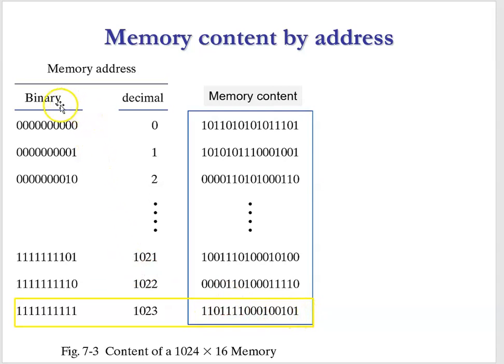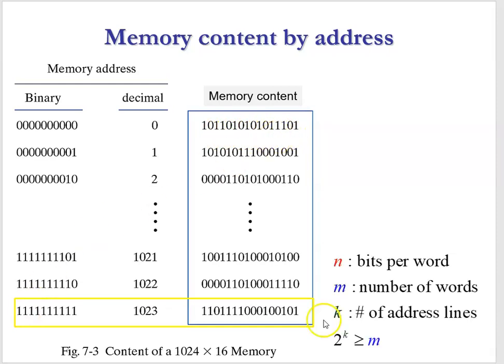So again, our memory address lines are in binary. We can represent that number in decimal to make it easier to read, and typically what we can do with our memory contents is also represent that in hexadecimal, if you recall. That's easier to read. So in general, we have n bits per word, we need n data lines going in and n data lines going out. We have m number of words, and k address lines, so that 2 to the power k has to be greater than or equal to m. Typically that's equal to m.